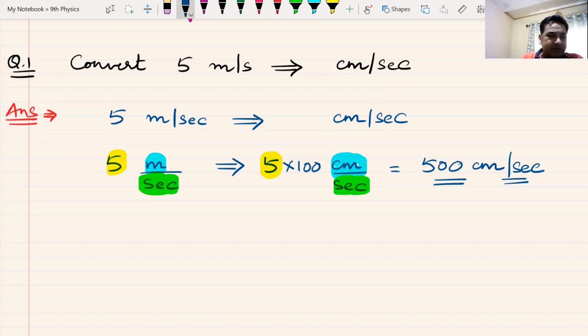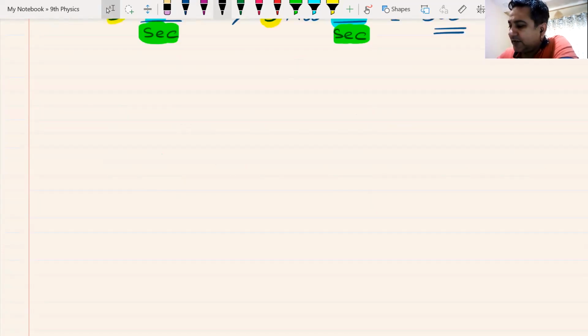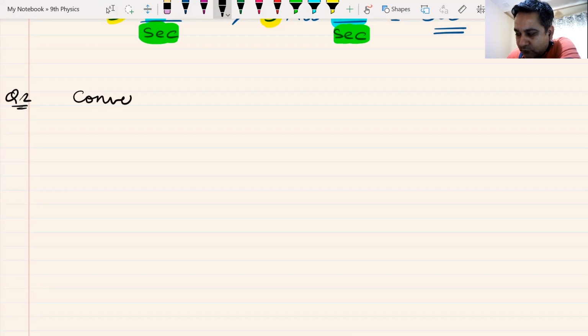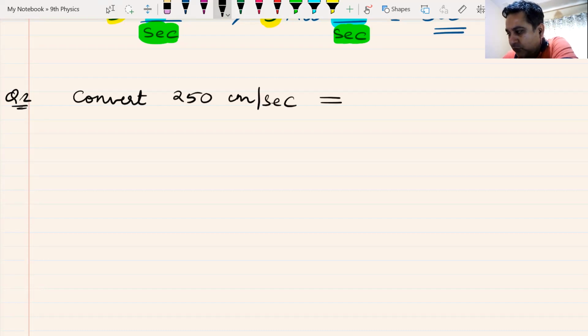Will you be able to do the next one that I'm going to give you? Confident? Okay, this is the next question. Question number 2. Convert 250 centimeters per second into meters per second. I've just reversed the question, nothing else. 2.5 meters per second. Shabash, Vedant. Ayush, what about you?